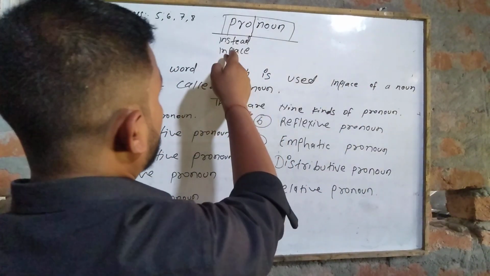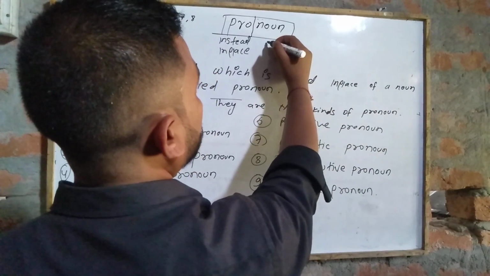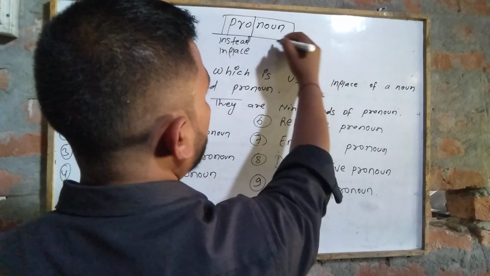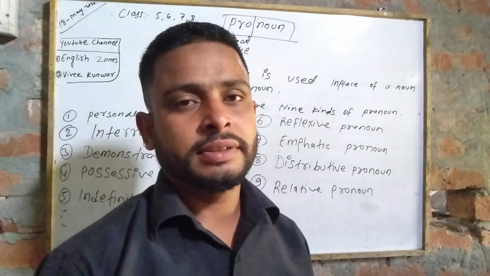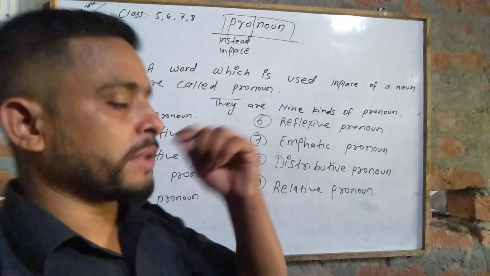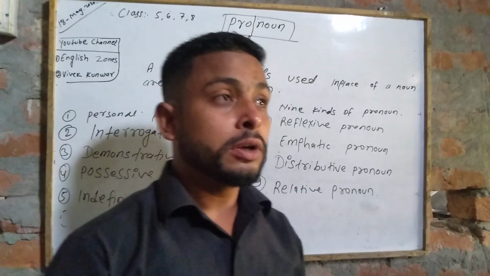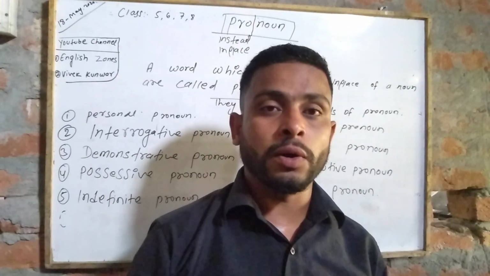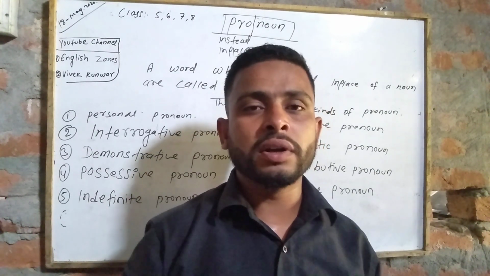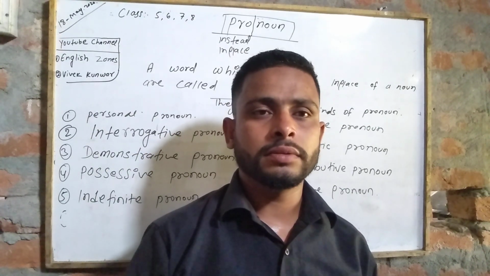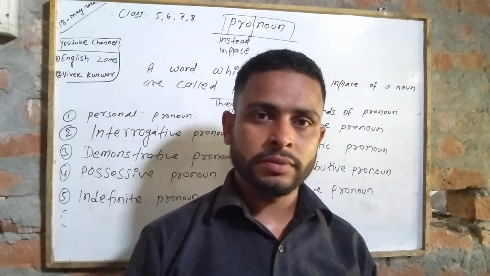Pro means in place, and noun means name. In Hindi you can say sangya, or in Nepali you can say the same. So instead of noun, we use the word pronoun to stop the repetition of nouns. When a noun is repeated again and again in a paragraph or an essay, pronouns help us avoid repetition of the noun.